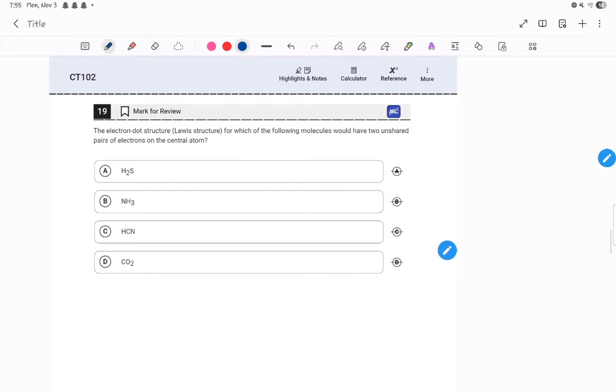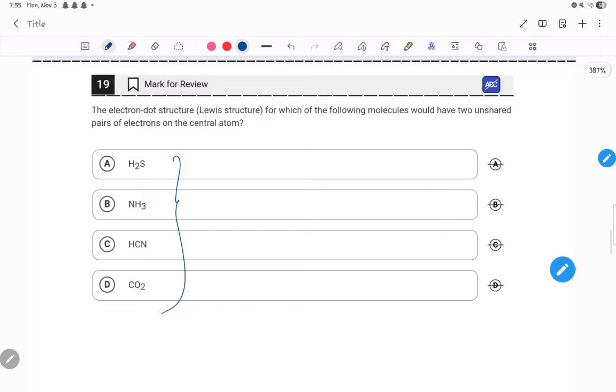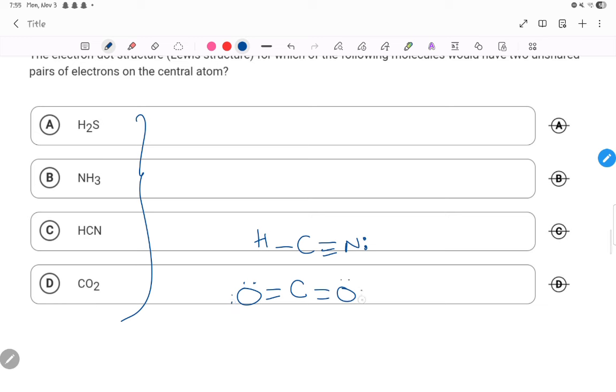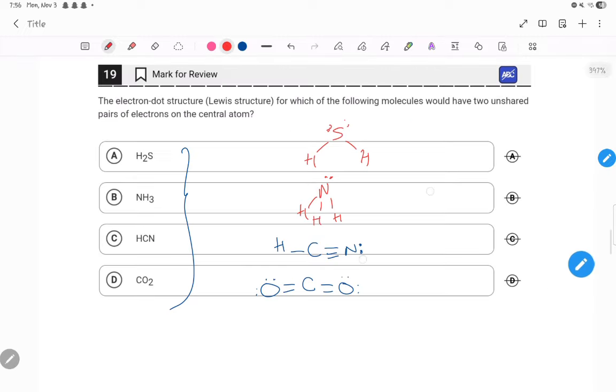Which of the following would have two unshared pairs of electrons on the central atom? You will draw them. This is H, single bond, C, triple bond, N, and you have one single bond, one lone pair over here. Carbon dioxide, we drew it like 50 million times. If you don't know how to draw carbon dioxide, it's going to be very upsetting because they made us do it so many times. Then we have an H3, like this. And then we have H2S, which is like this. So which one of them has two pairs of unshared electrons on the central atom? It's going to definitely be A, which is H2S.